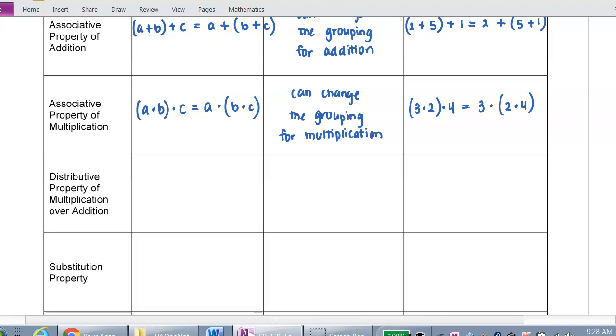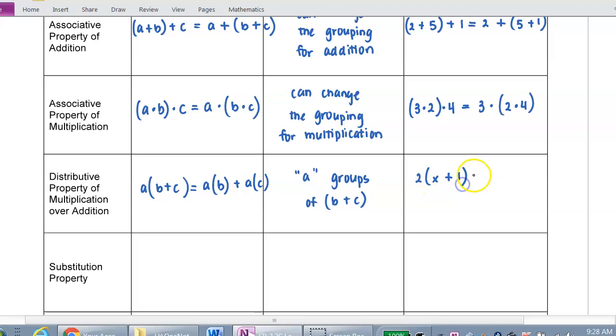Moving on to the distributive property, we can say that A groups of the quantity B plus C is equal to A groups of B plus A groups of C. And as for the meaning, we're just going to define it as A groups of B plus C. And our example will make it a little clearer. So we'll have two groups of the quantity x plus 1, and we'll show that that would equal two groups of x plus two groups of 1.